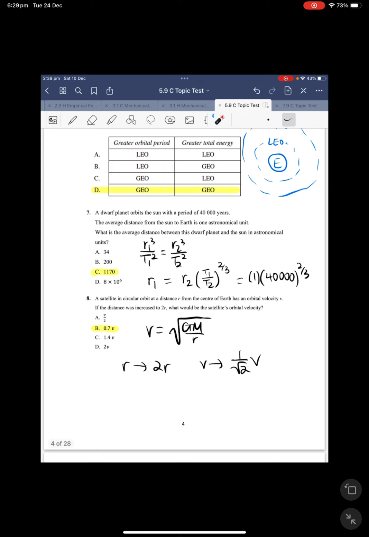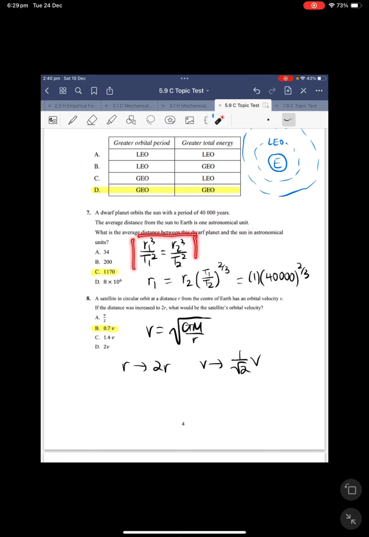Question 7 is to do with Kepler's third law. So we have a dwarf planet with a period of 40,000 years around the Sun. The average distance from the Sun to the Earth is 1 astronomical unit. What is the average distance between this dwarf planet and the Sun in astronomical units?